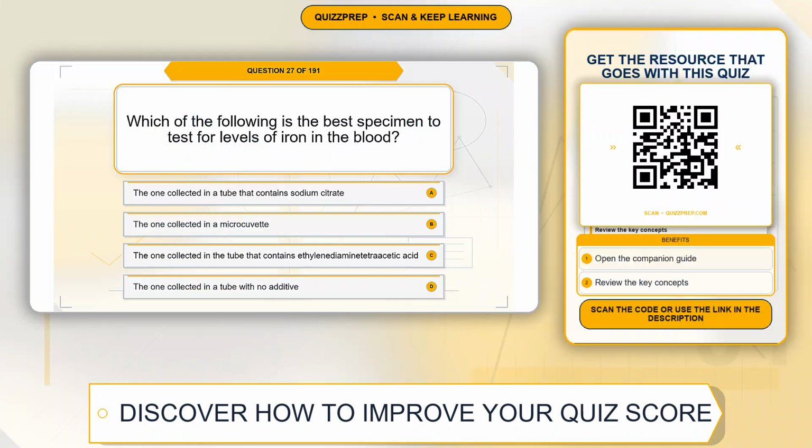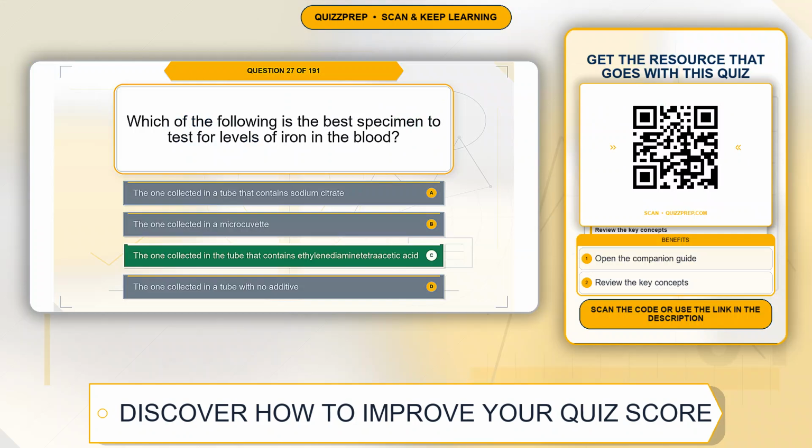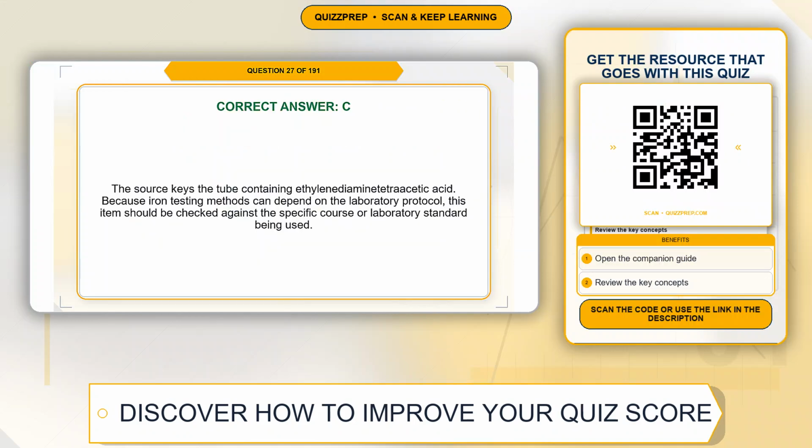Question 27. Which of the following is the best specimen to test for levels of iron in the blood? Option A, the one collected in a tube that contains sodium citrate. Option B, the one collected in a microcuvette. Option C, the one collected in the tube that contains ethylenediaminetetraacetic acid. Option D, the one collected in a tube with no additive. The correct answer is option C, the one collected in the tube that contains ethylenediaminetetraacetic acid. Explanation: The source keys the tube containing ethylenediaminetetraacetic acid. Because iron testing methods can depend on the laboratory protocol, this item should be checked against the specific course or laboratory standard being used.